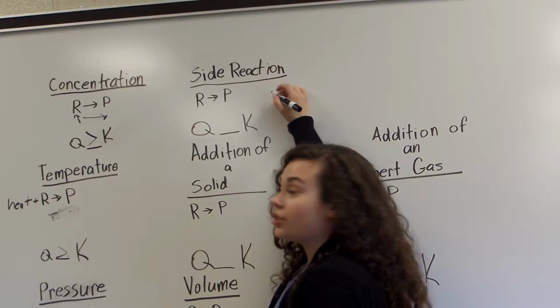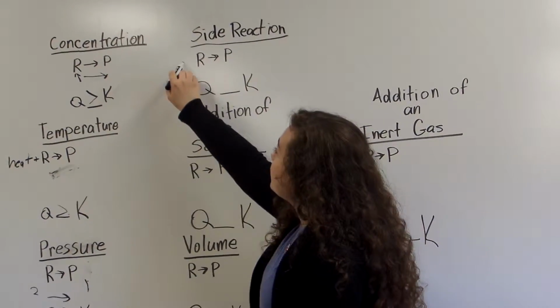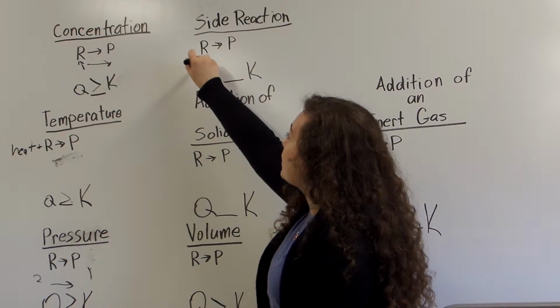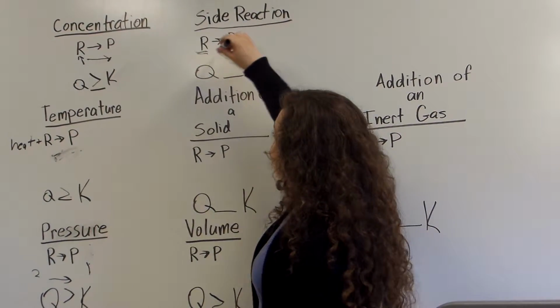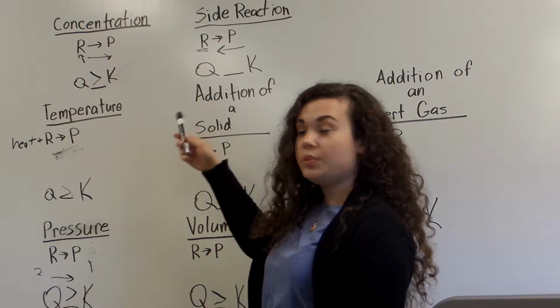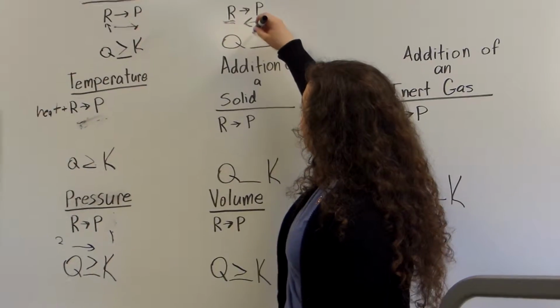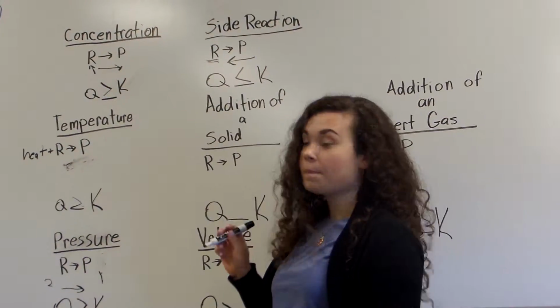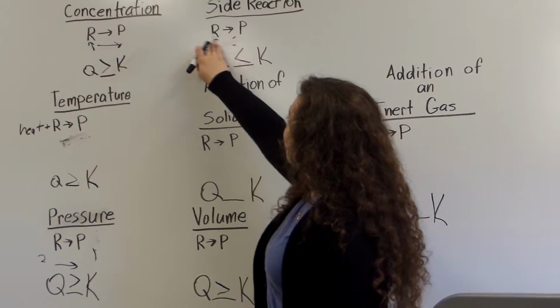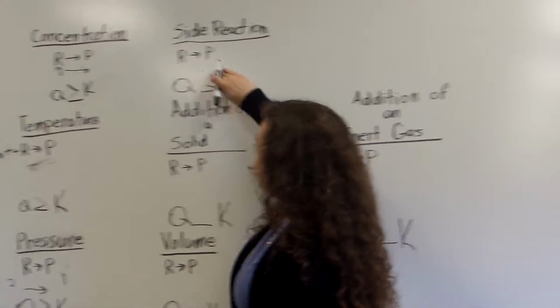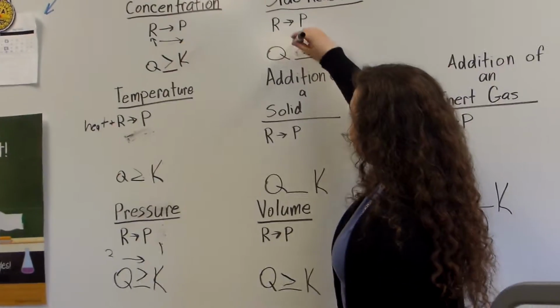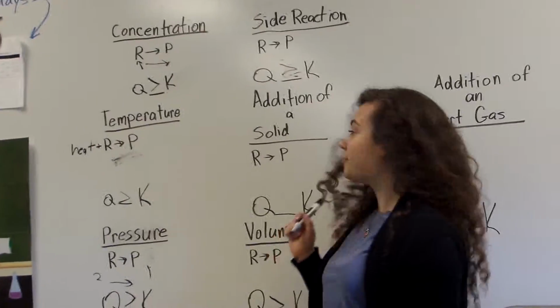If a side reaction occurs where the side reaction is with a reactant, then equilibrium will shift to be reactant favored and Q will be less than K. If it happens with one of the products, then the opposite will be true.